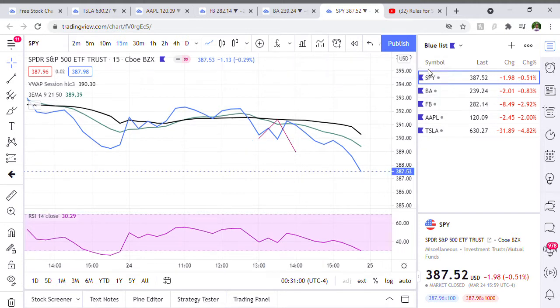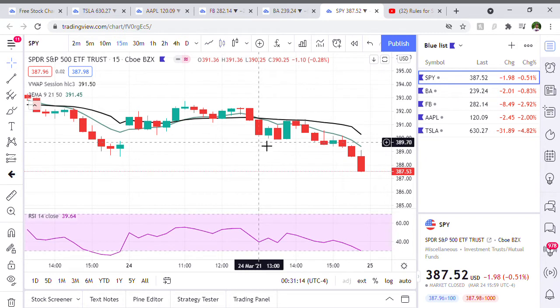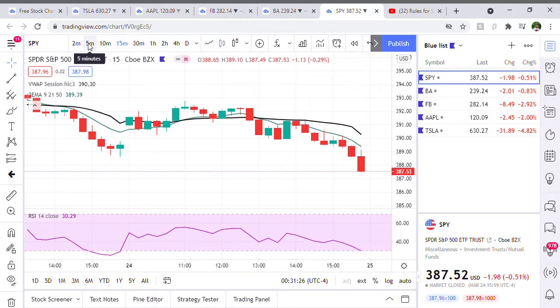Okay, let me delete these lines. Now, how we have to do that on a 5-minute chart. Remember, we identified a trade at 1 to 1:15 p.m. This candle started at 1 p.m. and ended at 1:15. This is a 15-minute candle. Now I'm switching to 5-minute, and I will go to 1:15.